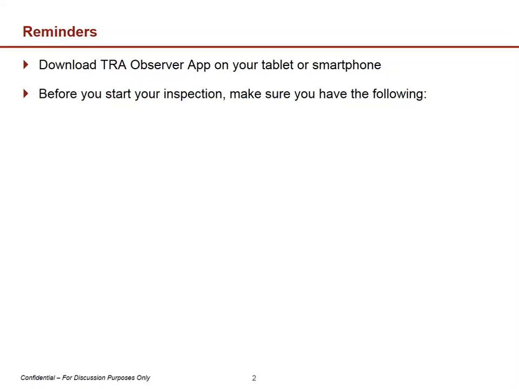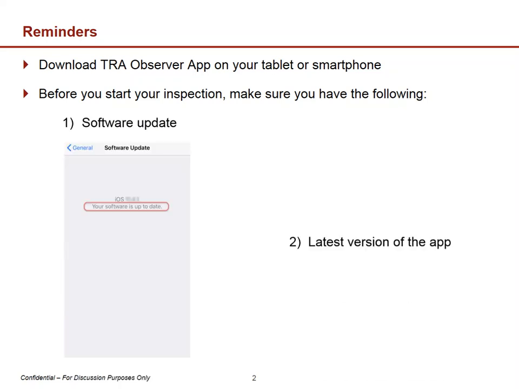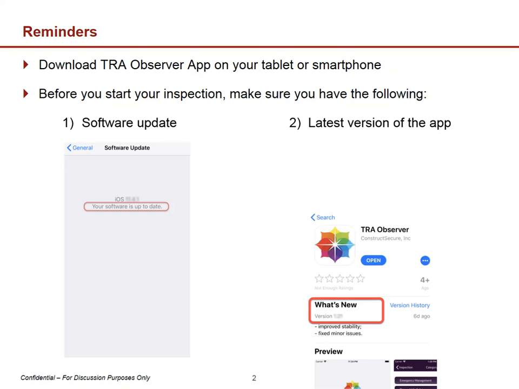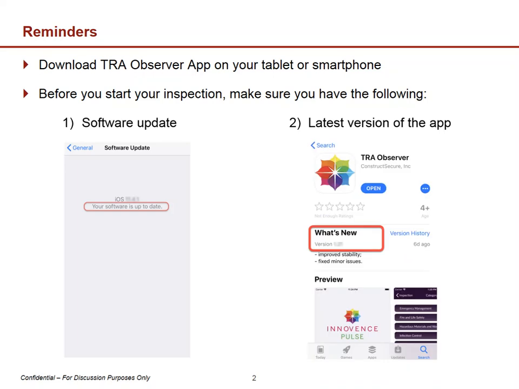Reminders. Download the TRA Observer app on your tablet or smartphone device. And before you start your inspection, make sure that you have the following. 1. The latest software update. And 2. The latest version of the app.